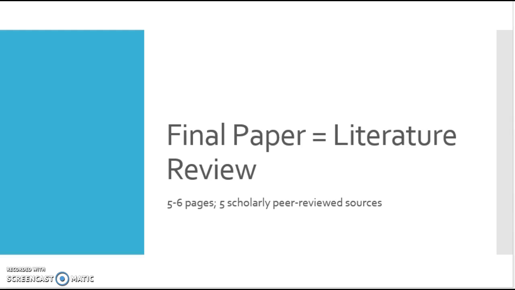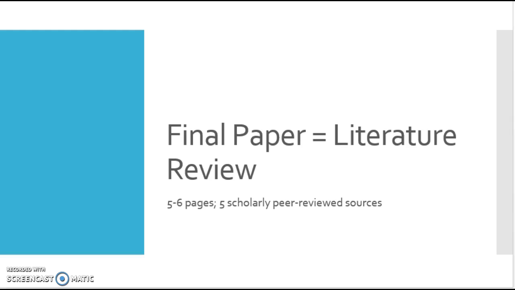Your final paper in this class is a literature review. It's expected to be 5 to 6 pages in length, and you will be required to have 5 scholarly peer-reviewed sources in that. If you don't have those 5 scholarly sources, then you won't be able to pass this. This paper won't receive a passing grade. You do have one more chance to revise, so if you do make a mistake, you'll have a chance to fix that before the final paper is due.